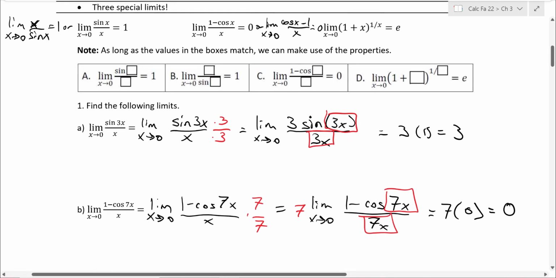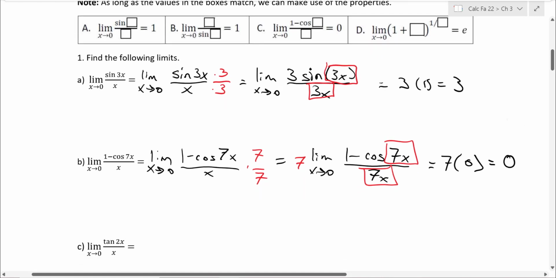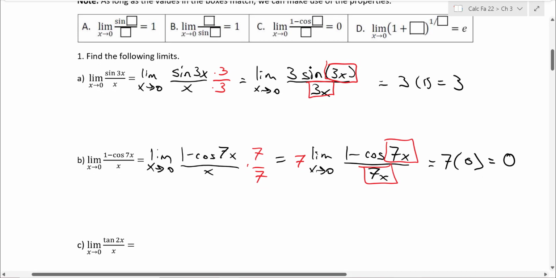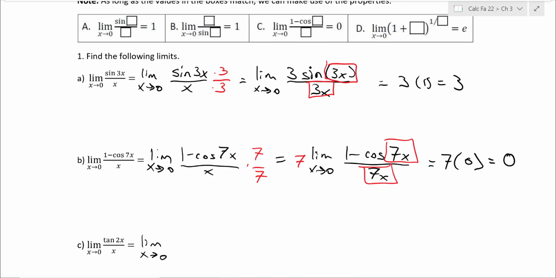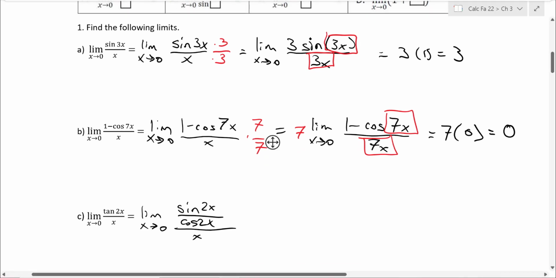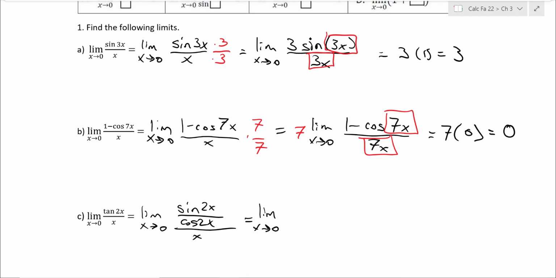All right, for 3, same sort of thing will work out for tangent, but they're going to want you to divide it into pieces just to see what's going on. So we can rewrite this one first using some trig identities as the limit as x approaches 0 of sine 2x divided by cosine 2x all over x. And dividing by that x, if it helps, you can think of it as multiplying by 1 over x, but we'll end up with a sine 2x divided by x times cosine 2x.